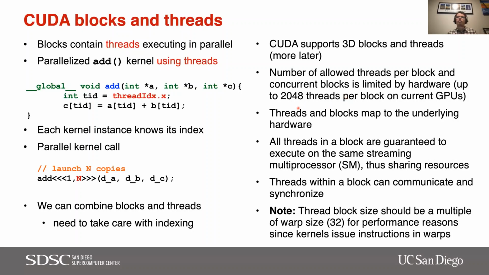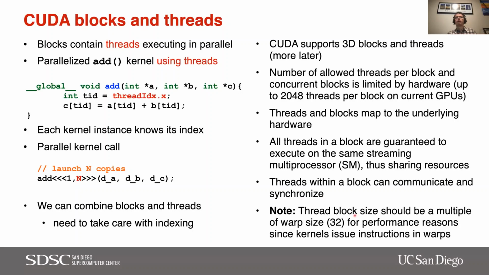Why threads and blocks? The threads and the blocks map to the underlying hardware. You've seen the multiprocessors before. So if I have n threads in a given block, they all are guaranteed to execute on the same streaming multiprocessor. So they share resources. They can actually communicate with each other via that shared memory, right? Threads in different blocks cannot communicate with each other, right?